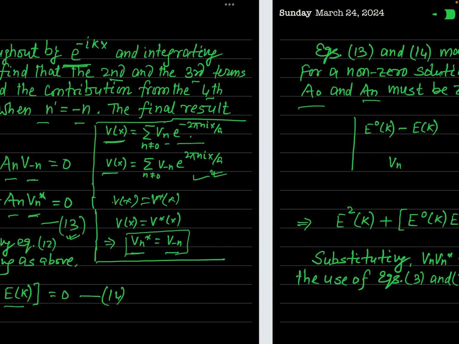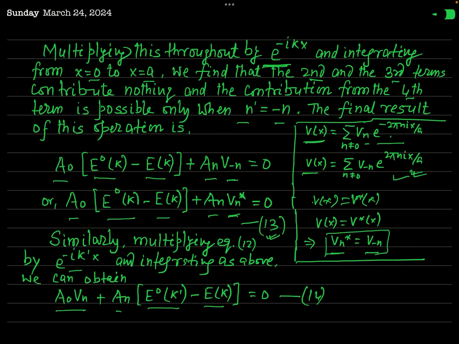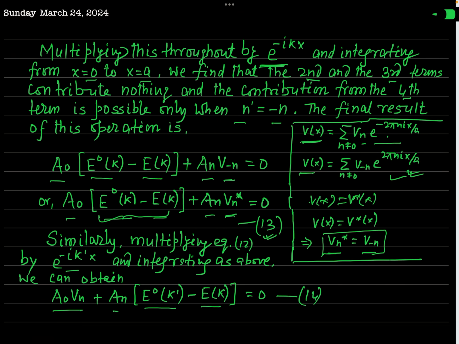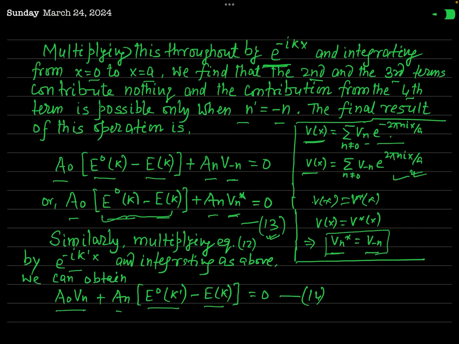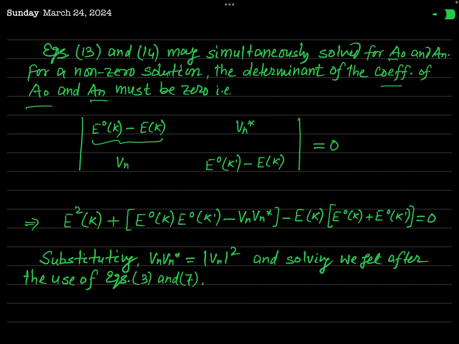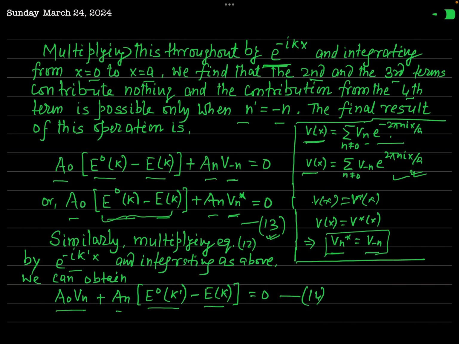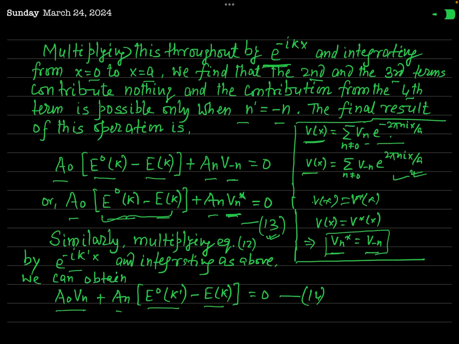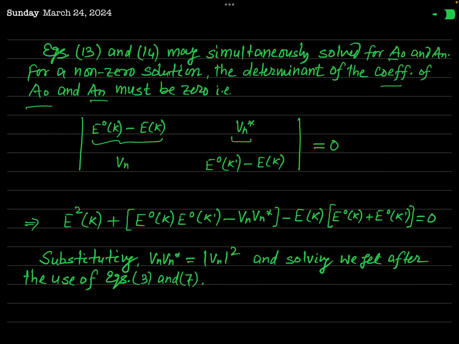So you can see this determinant. The coefficient of a naught in equation 13 is what? This is e naught of k minus E of k. So this is the coefficient of a naught in equation 13. And the coefficient of an, okay? The coefficient of an is what? This is Vn star. So I have written here Vn star. And in this equation 14, the coefficient of a naught is Vn, and that of an is this much. So this has been written here, you can see.